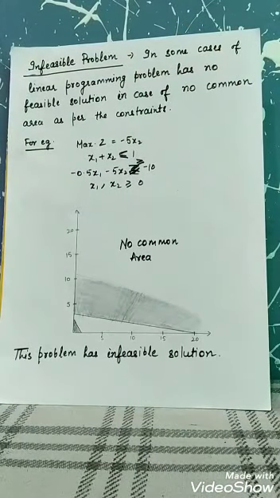What is an infeasible problem? First I am going to explain it. In some cases of linear programming problem, there is no feasible solution, which means if our constraints have no common area, that means both the equations or three of the equations have no common area to decide a feasible solution, then it is an infeasible problem. So in the case of an infeasible problem, we can't find the solution. So I am also giving an example of an infeasible problem. This will give you more clarity.